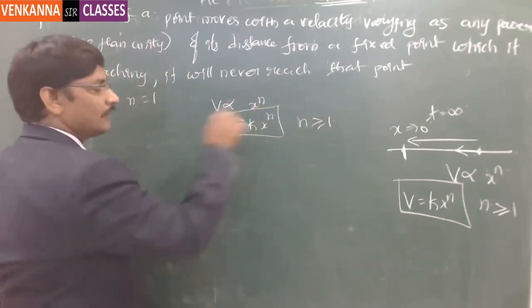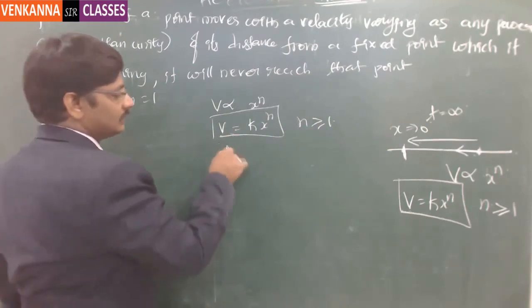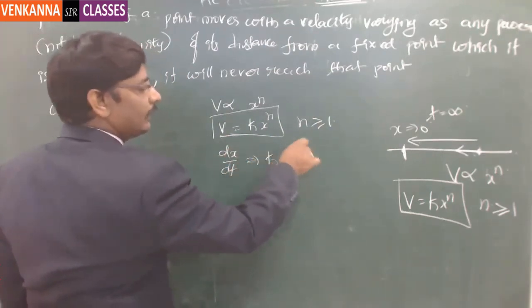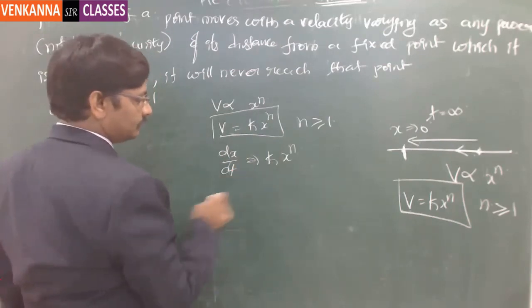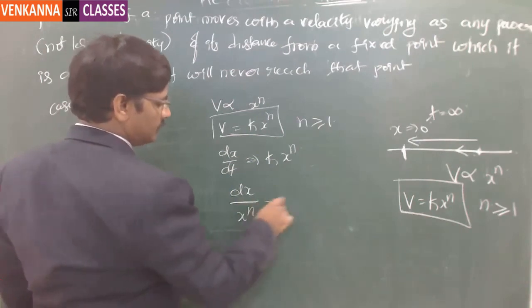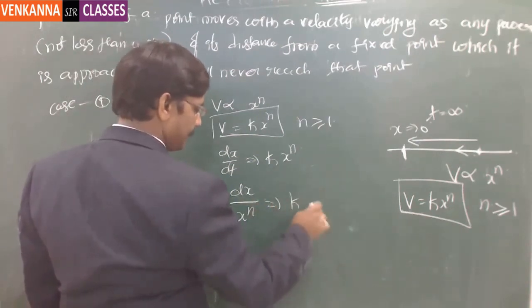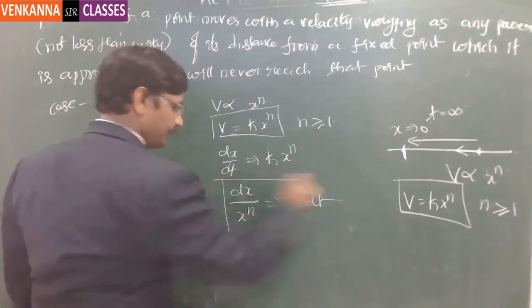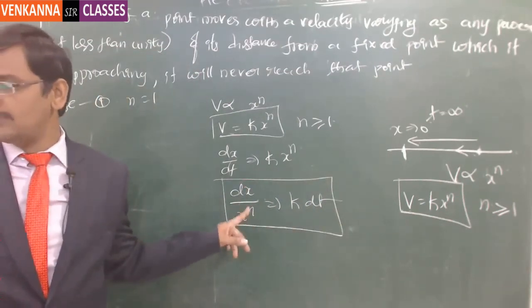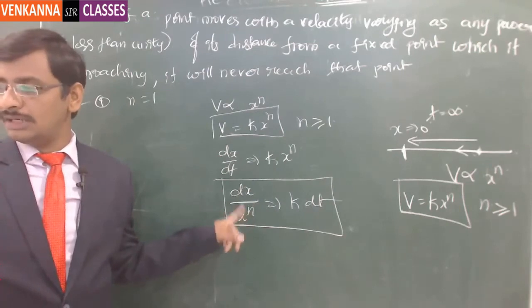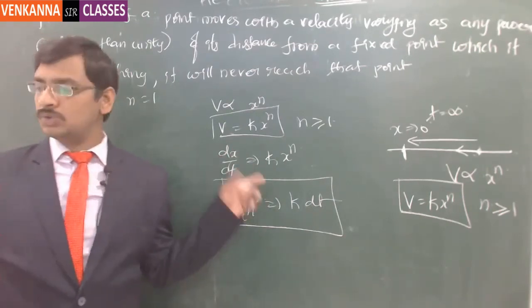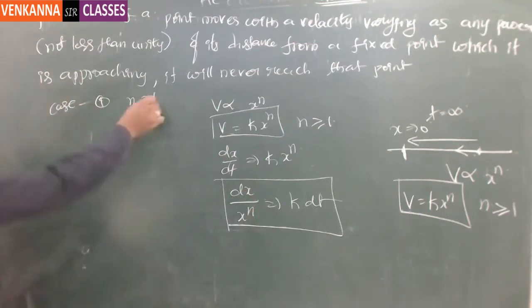Now here, dx by dt is equal to k into x power n, and dx by x power n is equal to k times dt. Now in this differential equation, if n is equal to 1, the integral will be different. If n is greater than 1, then the integral will be different. That is the reason we have to divide this problem statement into two different parts. So case 1, n equal to 1.